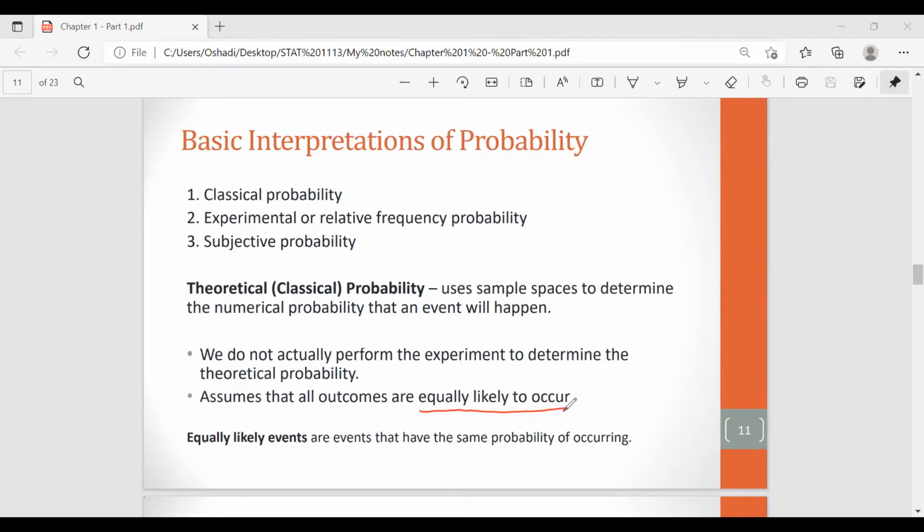So what is equally likely to occur? Equally likely events means events that have the same probability of occurring, right? So if we have a fair coin, then we know it has an equal chance of getting head and tail, as 0.5. And also when we roll a die, the numbers 1 to 6 have an equal chance of getting selected. So those are called equally likely events, right?